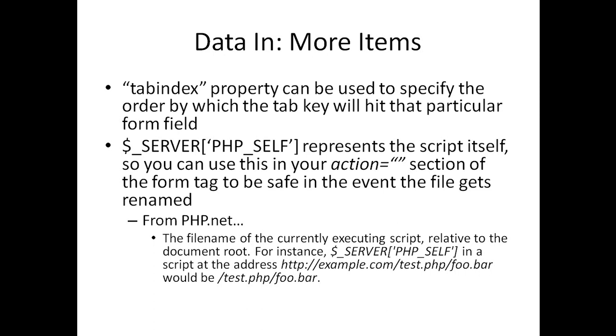All right, so from php.net, the file name of the currently executing script relative to the document root. For instance, $_SERVER['PHP_SELF'] in a script at the address http://example.com/test.php/foo.bar would be /test.php/foo.bar. That's an example of what would be stored in the PHP self variable.